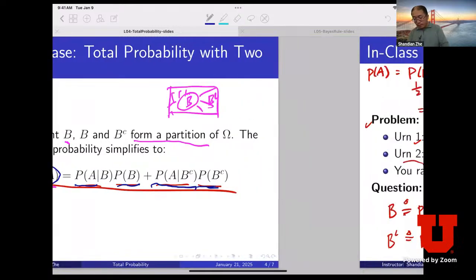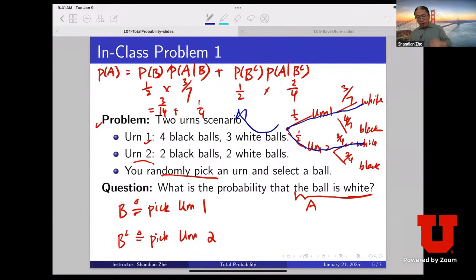Okay, and then we did a few practice problems, and of course we have seen these problems a few times. Pick 2 urns, pick the urn and then pick the ball. We're not going to repeat our calculation. We just want to mention that we'll use this total probability to compute the probability for some kind of event.